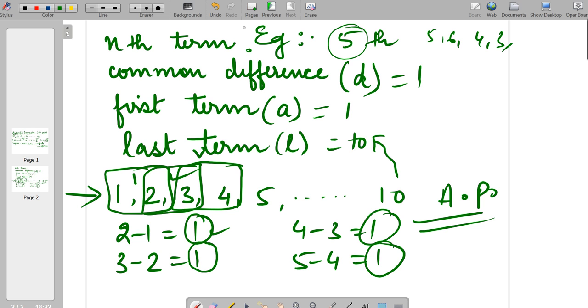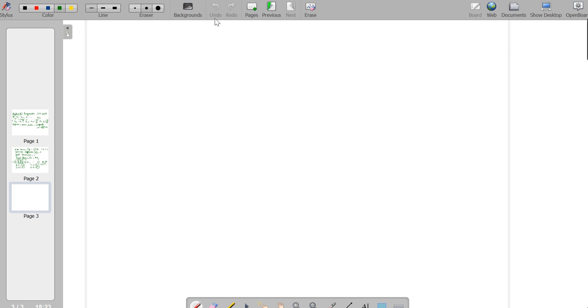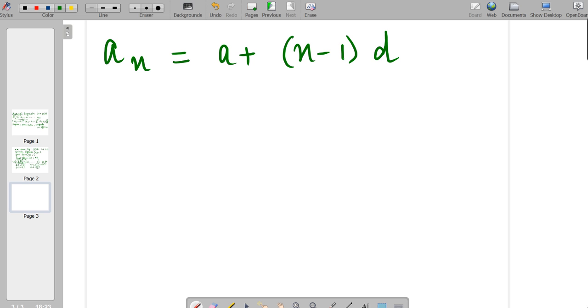Now in AP, the standard formula to obtain any nth term, that is an, is equal to a plus n minus 1 into the common difference small d. So now you are acquainted, you are very much aware of all the terms involved in this equation.